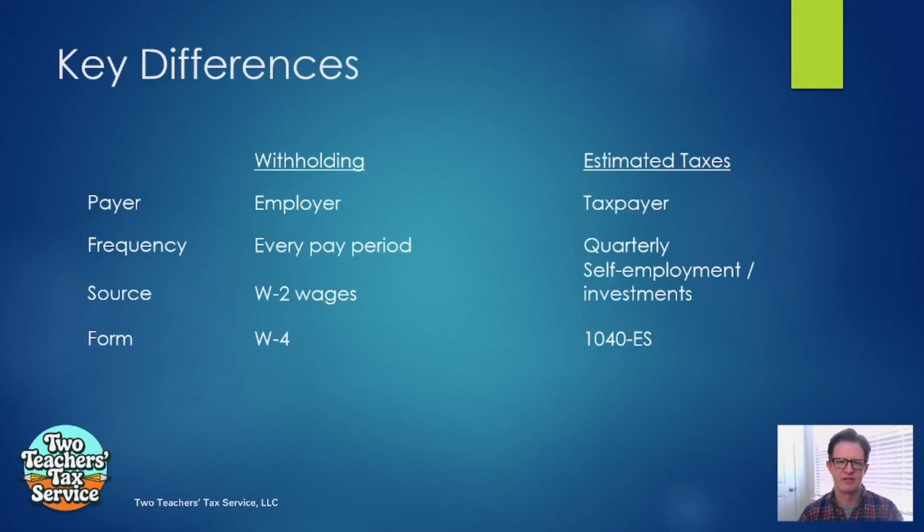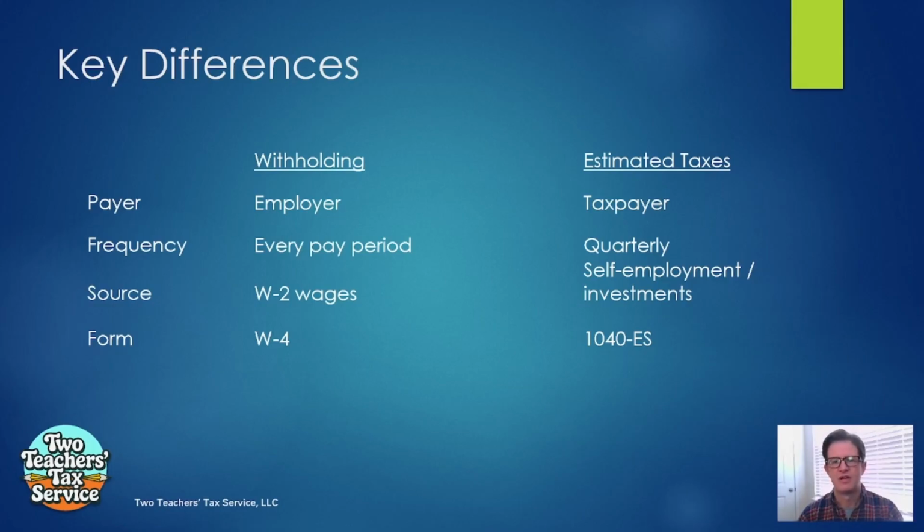So let's look at the difference. First of all, the payer. With withholding, it's your employer. For estimated taxes, it's the taxpayer's responsibility to pay into the system. The frequency. With withholding, every pay period, you're paying into the tax system. And with estimated taxes, it's quarterly.